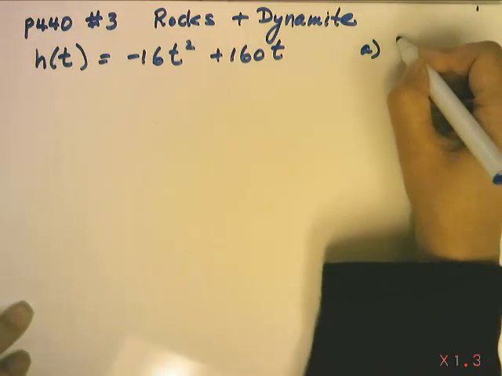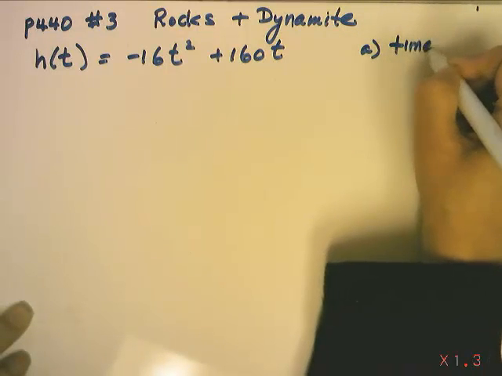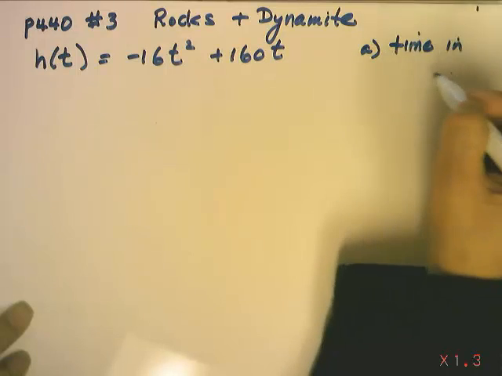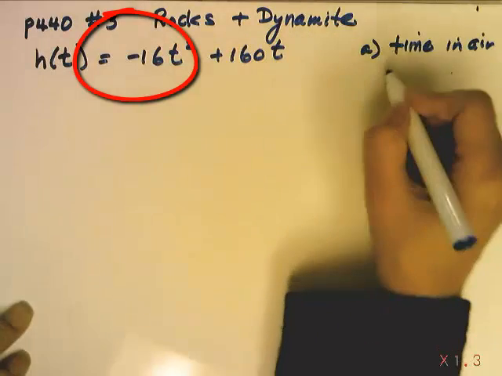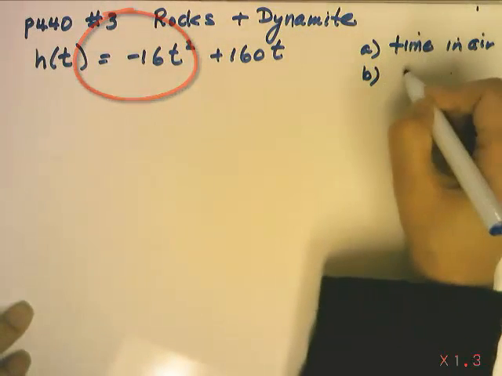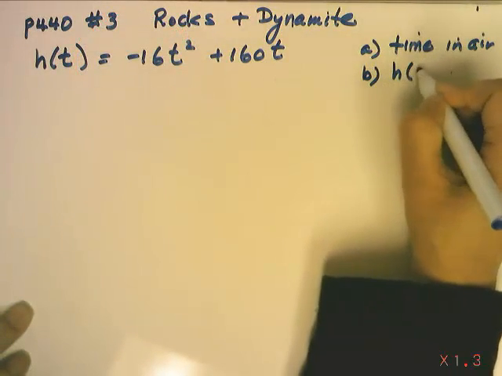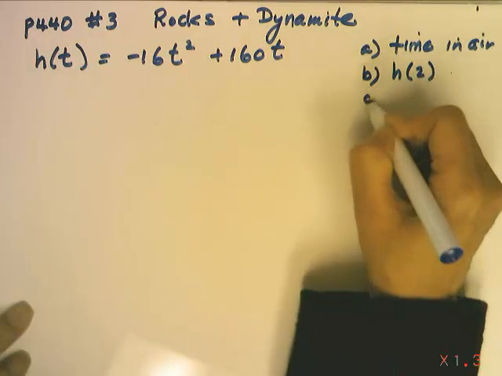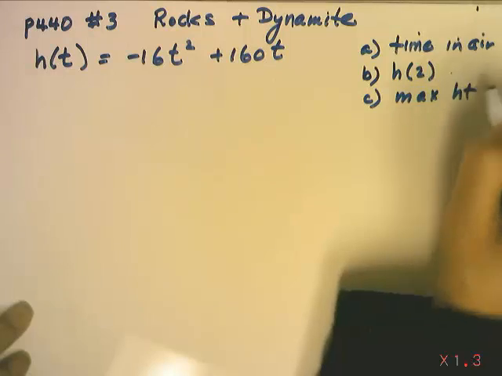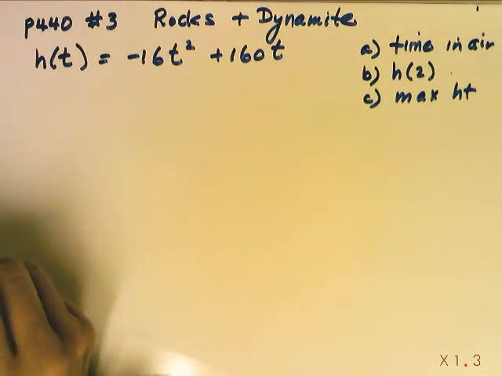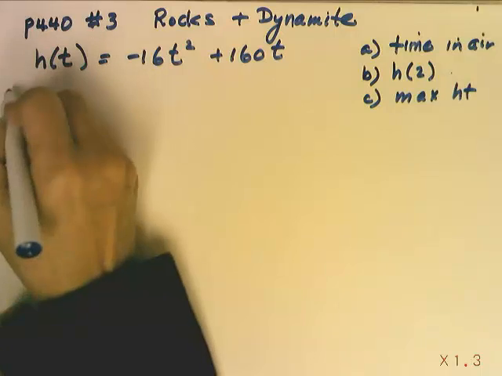Here's a typical physics problem that you would find using quadratic equations. In this case, we have an a value of -16, so this parabola is going to show a maximum point. We are required to find how long this rock is in the air, and part B, how high is the rock after 2 seconds, and thirdly, what was the maximum height reached by the rock.